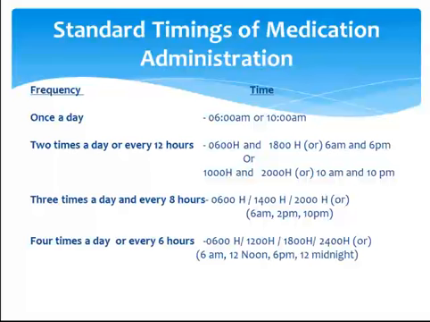3 times a day is given at 600 hours or 6 a.m., 1400 hours or 2 p.m., 2000 hours or 10 p.m. or it is also called every 8 hours medication. 4 times a day is given at 600 hours, which is 6 a.m., 12 noon, which is 1200 hours, 1800 hours or 6 p.m., and 2400 hours or 12 midnight, or it is also called every 6 hours medication.